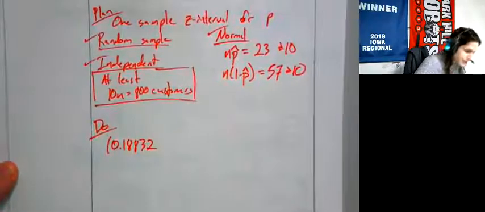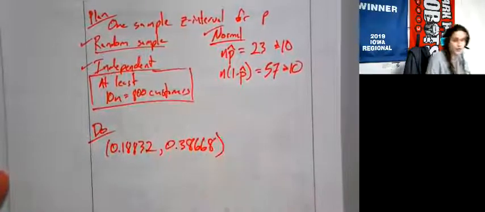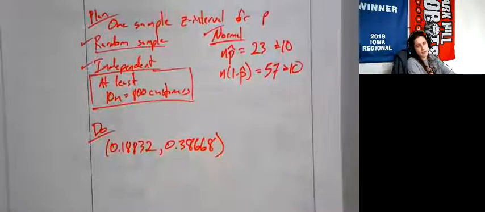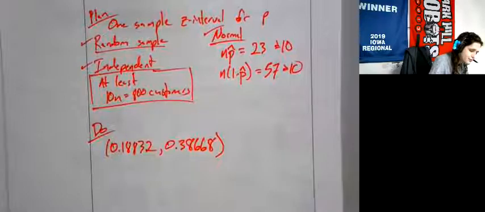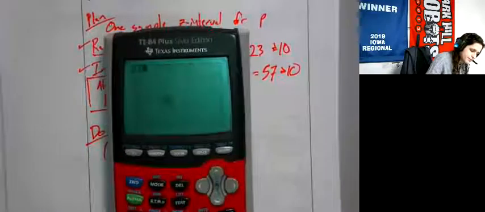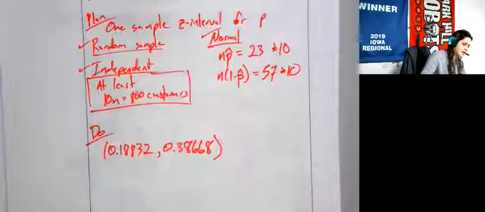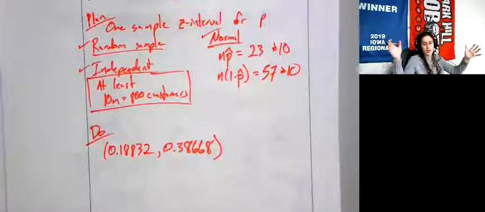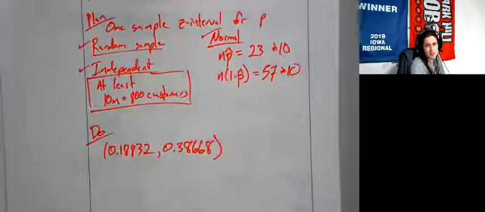to 0.38668. Great. So we think it's between a little less than 19%, like 19 and 39%, somewhere in there. What's in the middle? What's 23 out of 80? 28.75% in the middle. Fantastic. So it's somewhere around 29% plus or minus 10-ish. It's pretty wide. It's not a very big sample size. A 10% margin of error is pretty big.